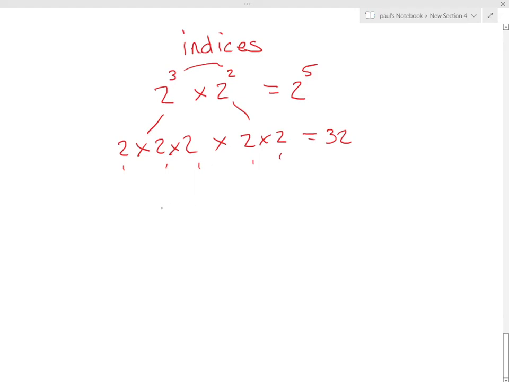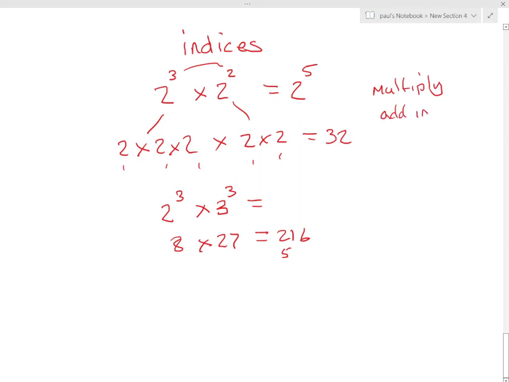But if you had 2 to the 3 times 3 to the 3, you can't do this little trick of adding. You'd have to go 2 to the 3 is 2 times 2 times 2, which is 8, times 3 cubed is 27. So you'd have to do 8 times 27. You have to do it the long way. That's 216. Yeah, so this is the method where when you multiply, you add the indices.